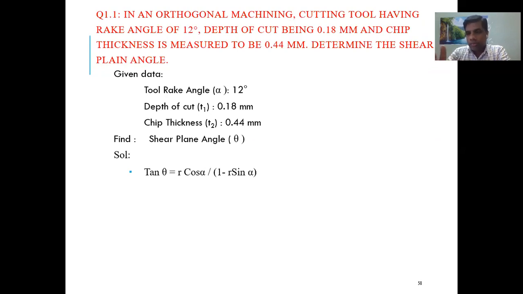So one, directly you can substitute R. You know R is nothing but thickness ratio, right? T1 by T2. So directly you can write T1 by T2 instead of R, T1 by T2 cos alpha. Alpha is nothing but 12 degrees. T1 is 0.18 and T2 is 0.44. So directly 0.18 divided by 0.44 into cos 12 degrees divided by 1 minus again 0.18 divided by 0.44 sin 12 degrees. ये एक स्टेप डाल दो, उसके अंदर आप कैलकुलेट कर लो, आंसर डाल दो, खत्म हो गया.